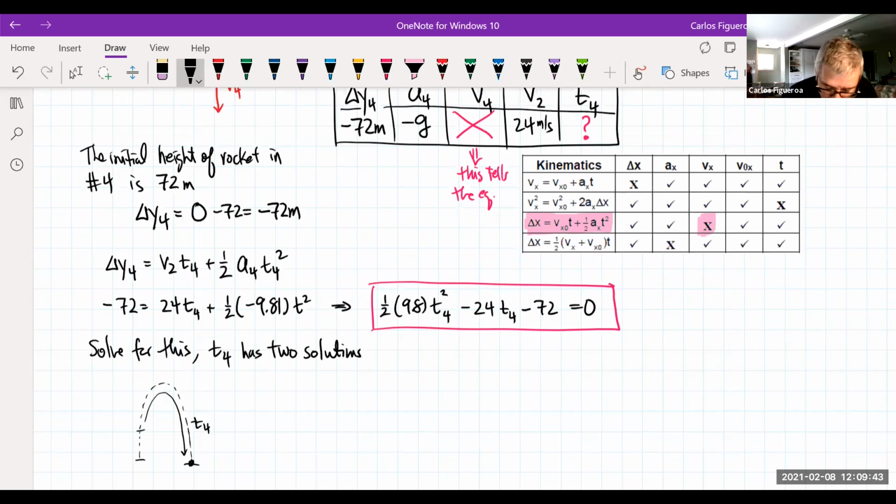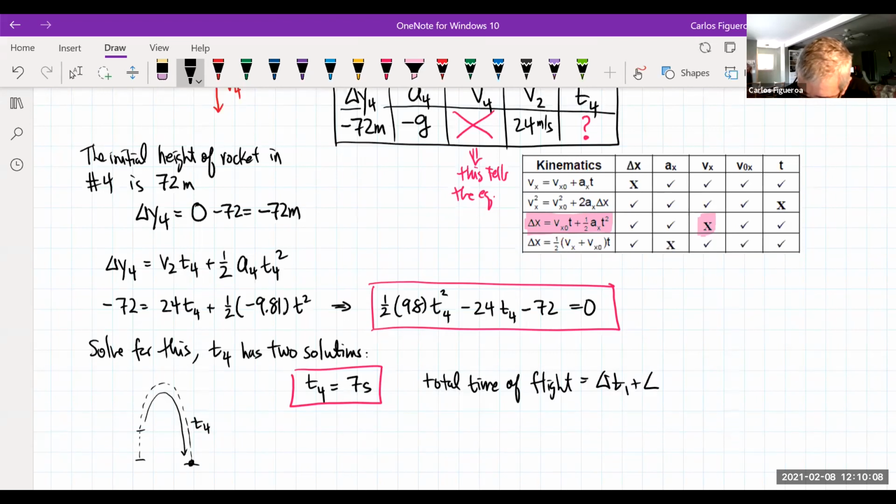So when you solve for that T4, you're going to get that T4 in this case turns out to be 7 seconds. So solving this equation gives you 7 seconds. So then the total time of flight will then be T1 plus T4, which gives you 6 plus 7, which gives you 13 seconds for the total time.